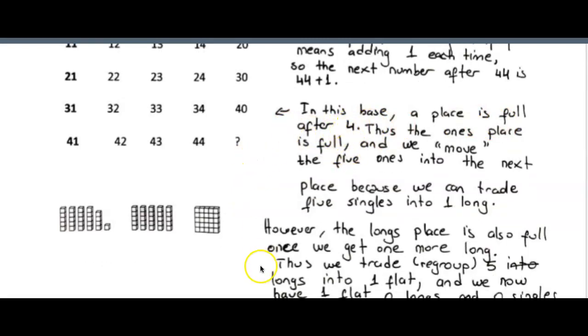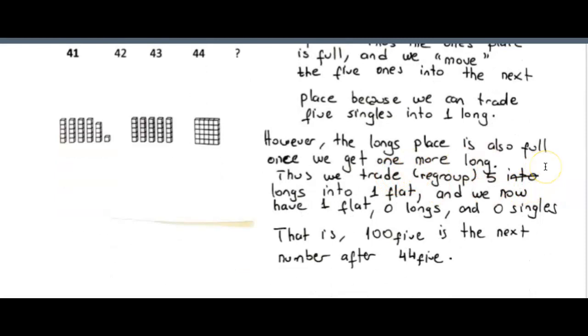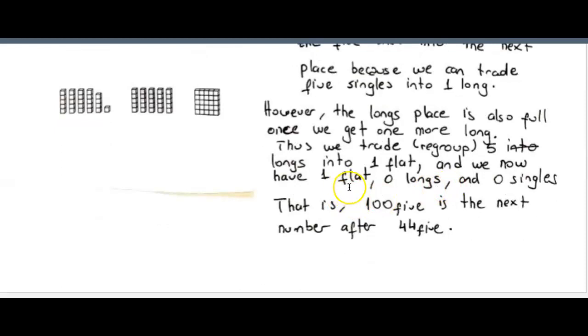So when I look at it visually, how am I going to tackle that problem? I have 1, 2, 3, 4 longs, and then we move the 5 ones into the next place, because we can trade 5 singles. If I have 5 single units, then that will make a long. However, the longs place is also full. Once we get 1 more long, we trade, we are regrouping. We are continuously regrouping. I know 5 singles will be 1 long. I know 5 longs is going to be 1 flat. And when that happens, I'm going to have 1 flat.